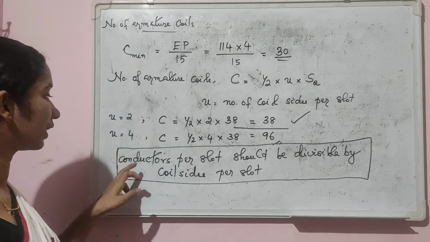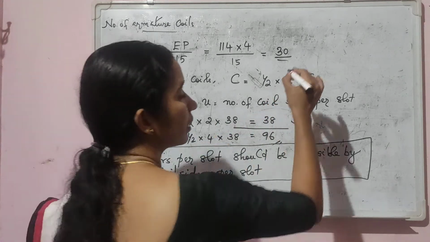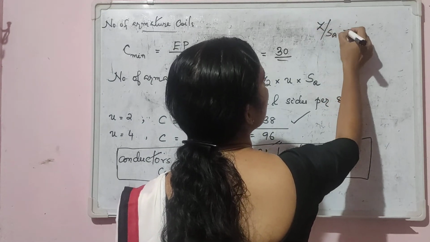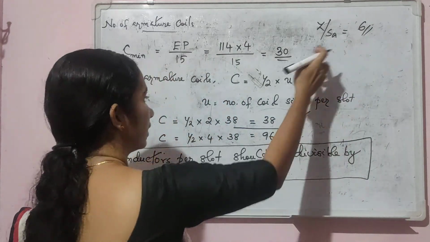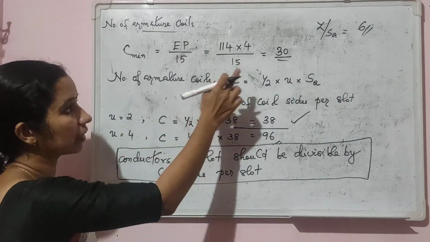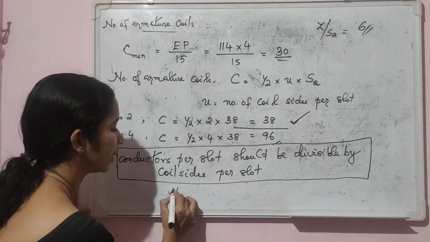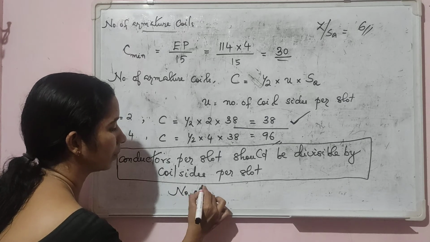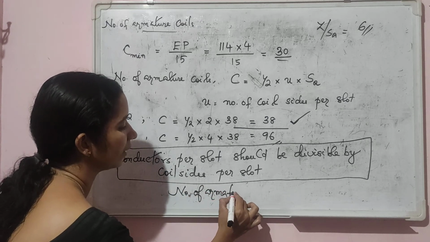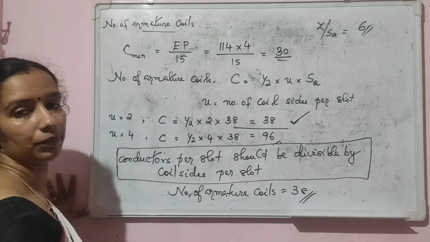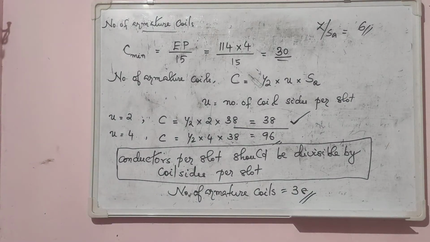Okay, so we have already calculated the conductors per slot in this case, and that was 6. So 6 is divisible by 2. Okay, so 6 is divisible by 2. So we can choose this value 38. So here number of armature coils will be 38. Okay, so now we have got all the required values. Now let us write it again.